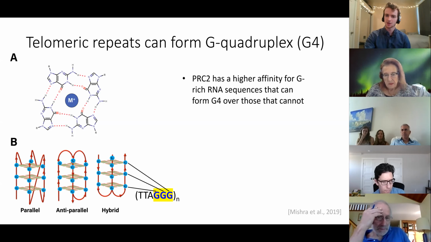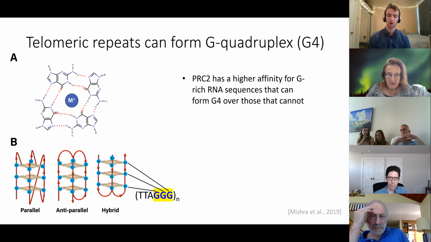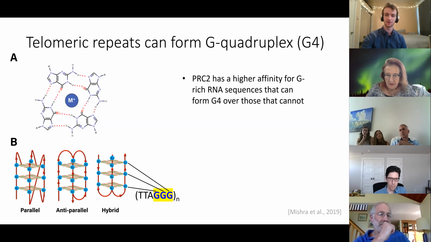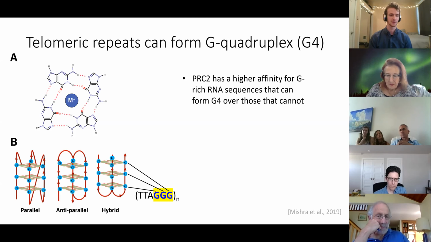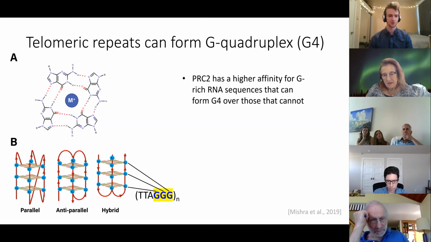And the location of G4 forming regions are often non-random and correlate with functionally important regions of the genome involved with replication, gene regulation, and telomere maintenance. The human and Neurospora telomere sequence is known to form G quadruplex in vivo. That means inside an organism. And it was found that PRC2 has a higher affinity for the RNA sequences that can form G quadruplexes over those that do not. Therefore, it becomes likely that G quadruplex may form some kind of role, if only just to recruit the complex to perform its catalytic activity.